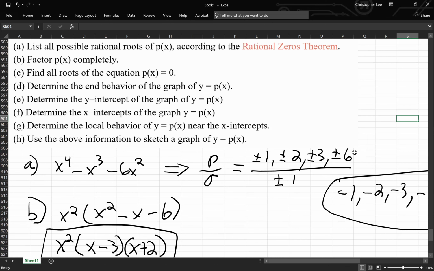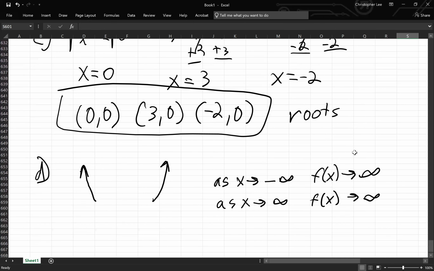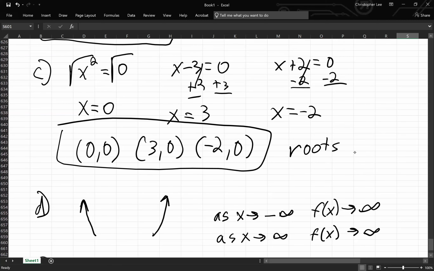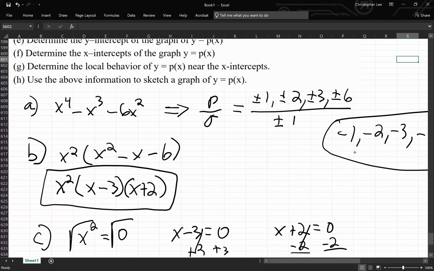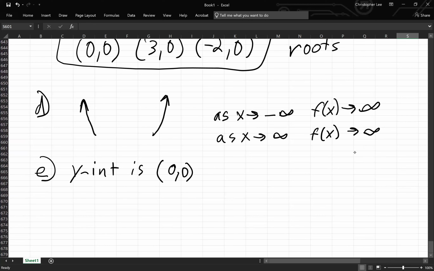E, determine the y-intercept of the graph. Very simple, right? For the y-intercept, you just plug in 0. I happen to have done that already. When I plug in 0, I get back out 0. So that's my y-intercept. A, B, C, D, E. So the y-intercept is (0, 0), right? But if you want to verify it, you have your equation up here. This is y equals x to the fourth minus x cubed minus 6x squared. You can actually plug in the zeros to verify that. I'd appreciate that.